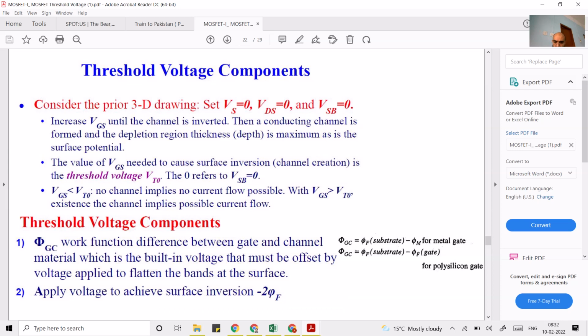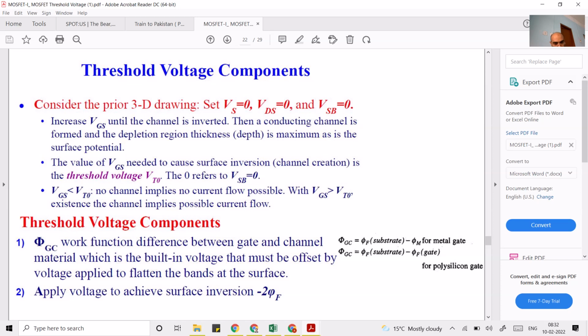In numericals you may require this. Theoretically, you have to calculate these things. If you are using polysilicon instead of metal, then you use the polysilicon work function, and that is what is shown here in this formula. So this is one of the reasons.